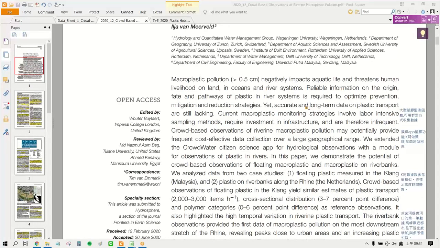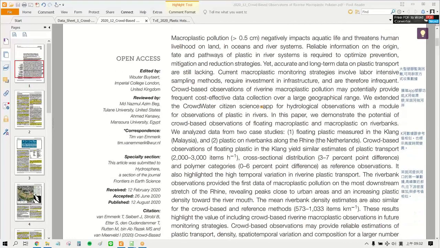Microplastic pollution larger than 0.5 centimeter negatively impacts aquatic life and threatens human livelihood on land, in ocean and river systems. Reliable information on the origin, fate, and pathway of plastic in river systems is required to optimize prevention, mitigation, and reduction strategies. I think because this abstract is quite long, I don't have to read all of it. I can start from the figures and tables, so I will quickly review all of them.